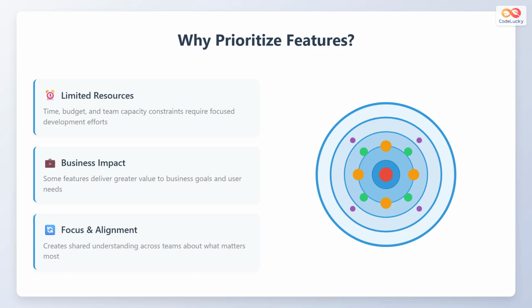Prioritizing features is essential for several reasons. Firstly, resources such as time, budget, and team capacity are always limited, necessitating focused development efforts. Secondly, certain features offer greater value in achieving business goals and addressing user needs. Finally, prioritization creates a shared understanding across teams, ensuring everyone is aligned on what matters most. The features are prioritized in the order of importance for implementation.